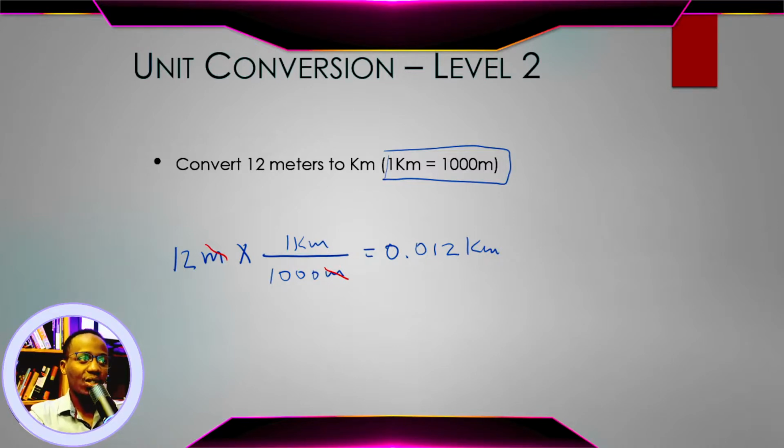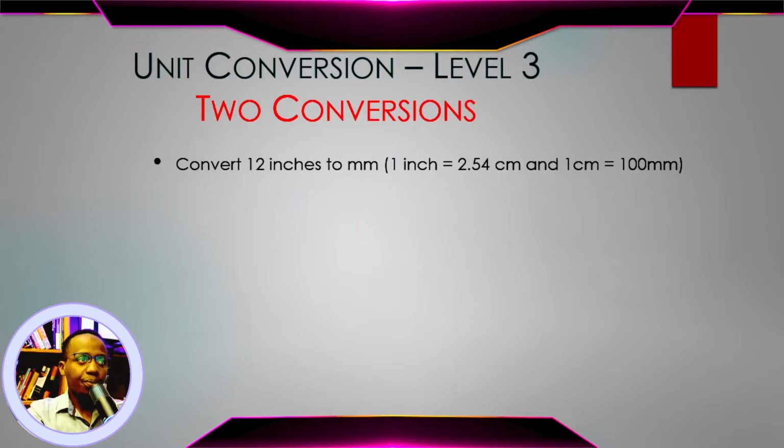All right? Good, right? So that should be enough, but let's go. So that's level 2. Level 2, we have to divide. What about level 3? Level 3 is when you have to do two different conversions, right? So let's say I give you convert 2 inches to millimeters, but if you look at the formula I give you, I don't give you a formula from inches to millimeters. I give you the formula from inches to centimeters, and then from centimeters to millimeters.